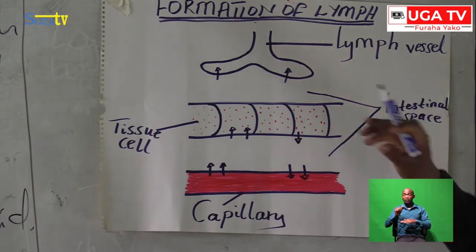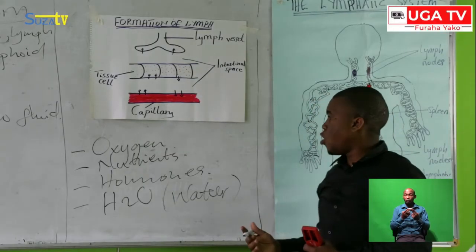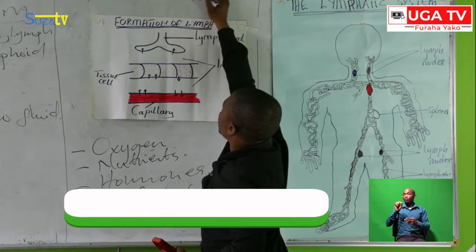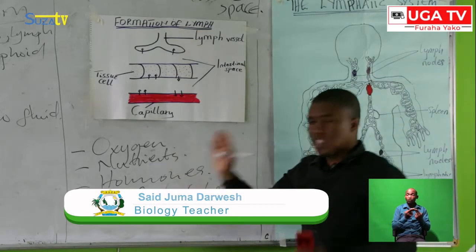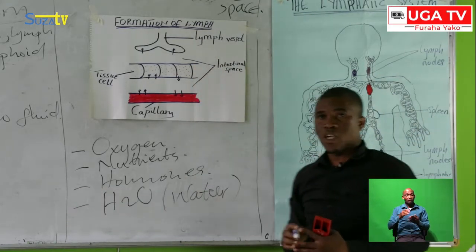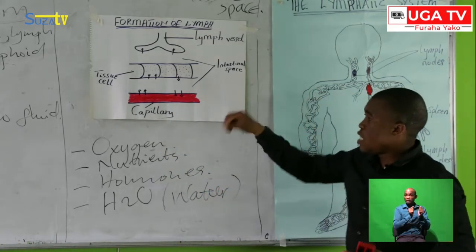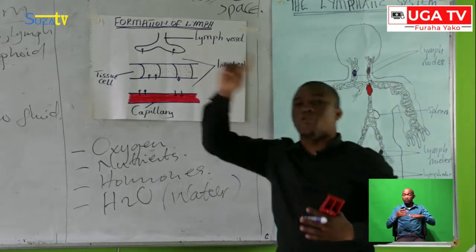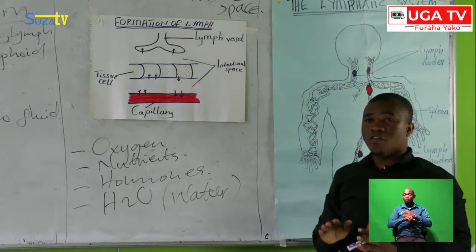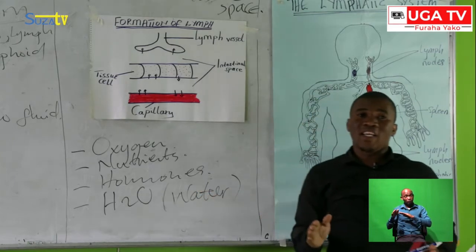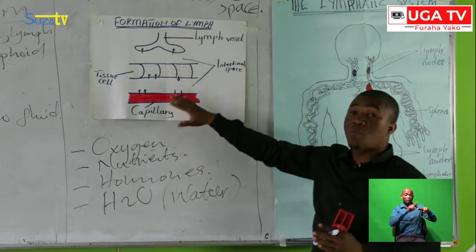Nutrients, for example glucose, will diffuse out of the capillary to the interstitial space. Sometimes we may call this region tissue space. As well, water also will diffuse out of the capillaries. But not all materials within the blood will diffuse out. Some of them will diffuse out, while others will not be allowed to diffuse out and will remain within the blood capillaries.